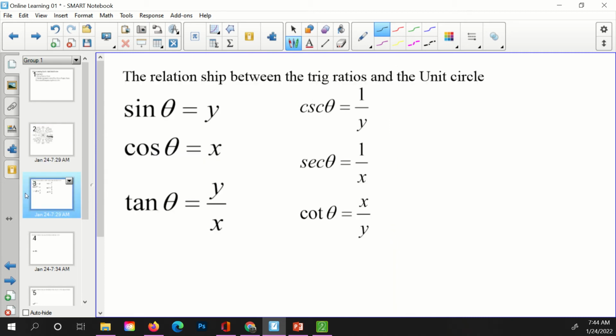Relationship between the trig ratios in the unit circle: the sine of any given value of theta is the y value at that point. The cosine is the x value at that point. The tangent is the ratio of the y value to the x value. The cosecant is the reciprocal of the y value. The secant is the reciprocal of the x value, and the cotangent is both the reciprocal of the tangent or just x over y.